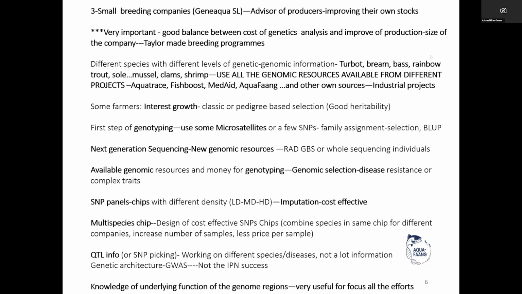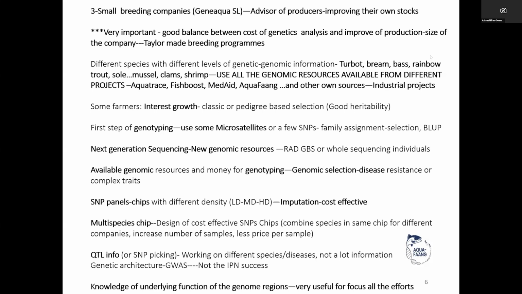And then it's good for us, and good for the companies, because you combine different species and different companies. Every company gets only the information of its own species, of course. The transfer of information is very confidential. It's not the same if one company does 2,000 turbot and another company does 10,000 rainbow trout, or if we make the same chip for 12,000 individuals, and then the price per sample is better for all the species involved, no?